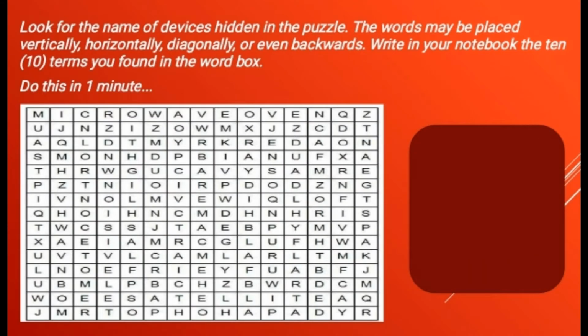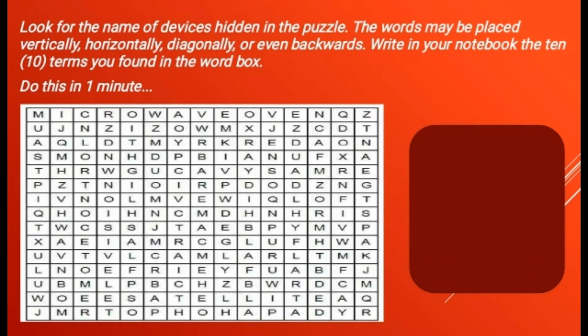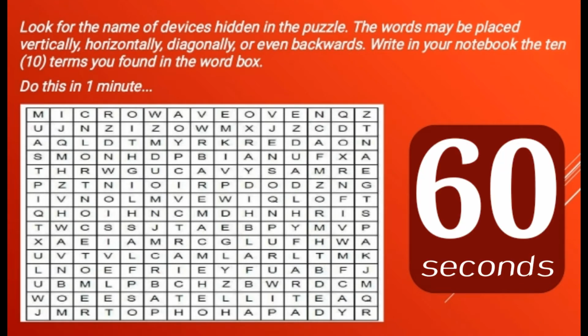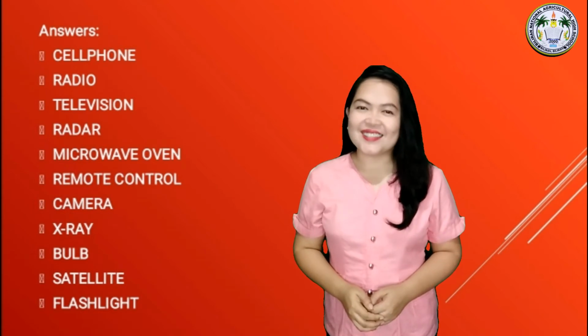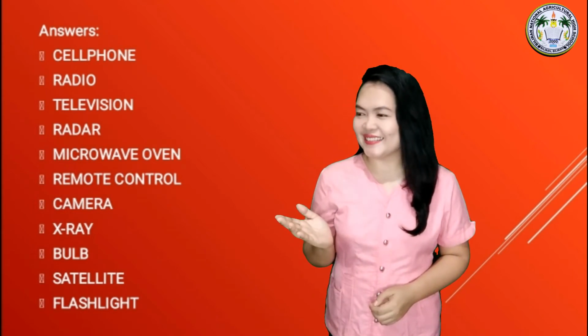Look for the names of devices hidden in the puzzle. The words may be placed vertically, horizontally, diagonally, or even backwards. Write in your notebook the 10 terms you found in the word box. Do this in 60 seconds. Now, check your work using these key answers.